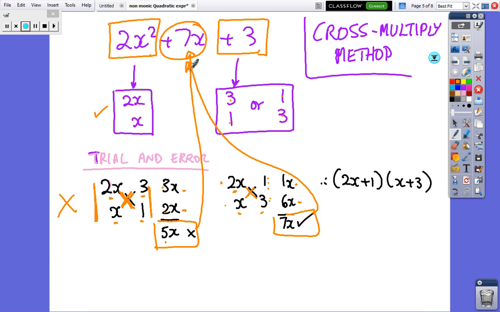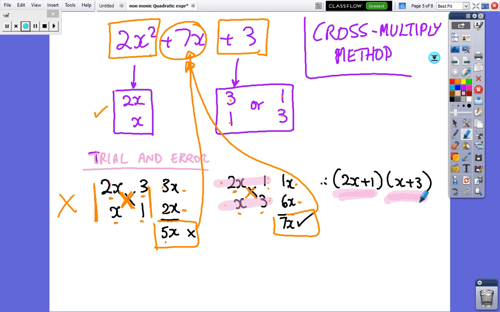And so to finish off, what you do is you sort of read across. So you go reading across this way, you get 2x plus 1, and then reading across that way, you get x plus 3, and they're the factors. And again, you've had plenty of practice on those, and obviously you can ask me questions.